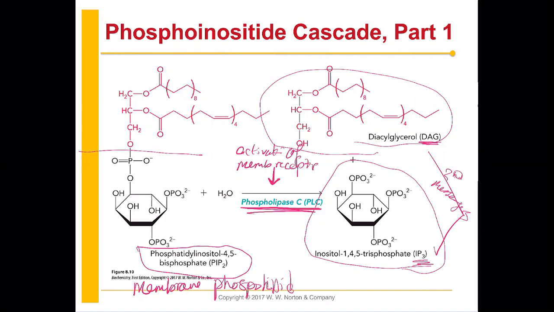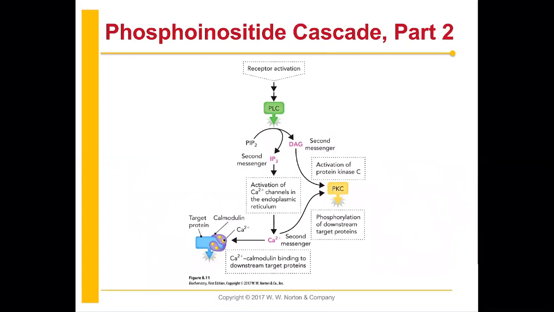So let's look at that kind of cascade and what's going on. All right, so we had PLC that was activated by our receptor activation, right? So here's PLC, it's become activated. It is going to hydrolyze our PIP2, which is our membrane phospholipid, right? And we're going to create IP3 and DAG.